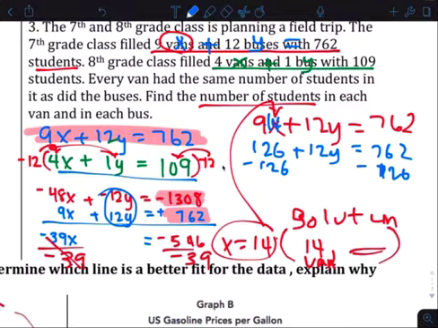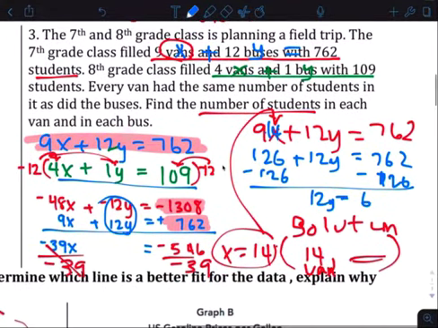And you get 600. 12y equals 636. Divide by 12.